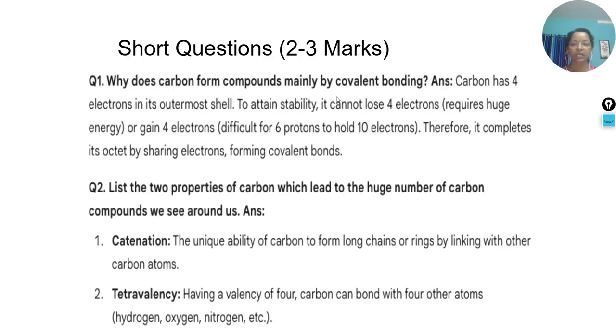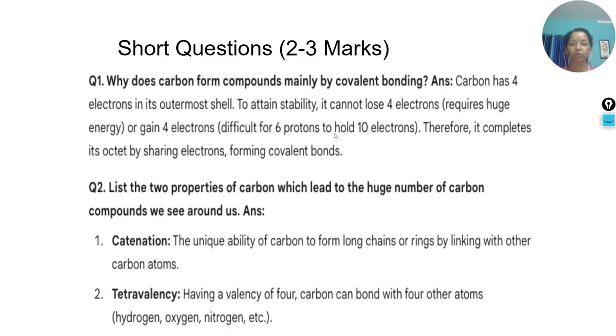We know the answer, isn't it? Because carbon has 4 electrons in its outermost shell. To attain stability, it cannot lose 4 electrons, because it requires a huge amount of energy to lose 4 electrons. Or it cannot gain 4 electrons, because it is very difficult for 6 protons to hold 10 electrons.